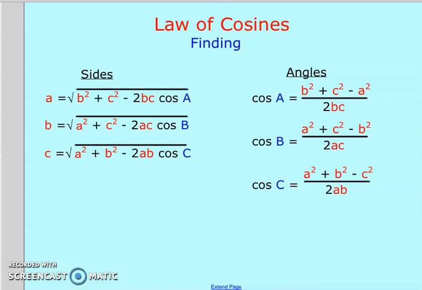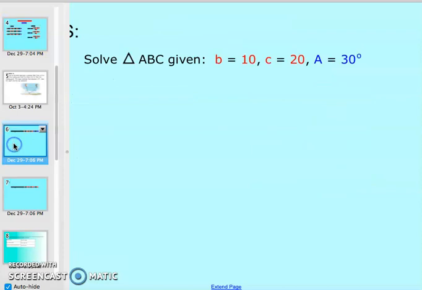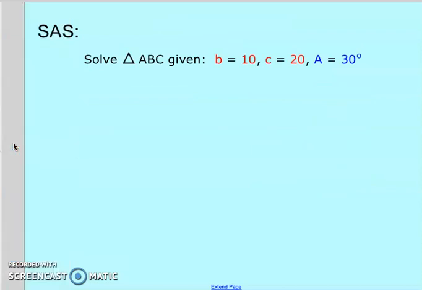Again, it's used in triangles that are not right triangles, finding missing sides and missing angles. The law of cosines is helpful when you know all three sides or two sides and the included angle. So here are the formulas. And here's going to be our first example. It is a side-angle-side example.